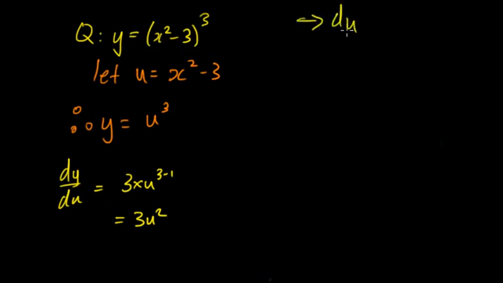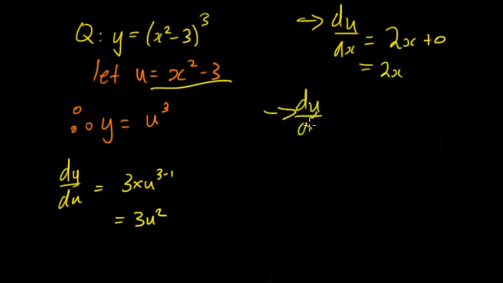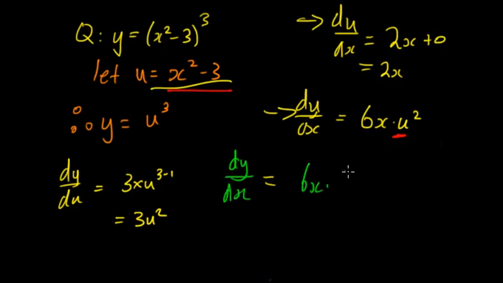Then we need to also work out what du dx is. Well, that's the derivative of this, which is 2x plus 0. So you bring the 2 down, 2 minus 1 is 1, so we get 2x plus the constant, so it's just equal to 2x. So what does dy dx equal? Well, it's this number times that number, because of the rule, and then we're going to get 6x times u squared. We need to then sub in what u is, and we get dy over dx is equal to 6x times (x squared minus 3) to the power of 2.